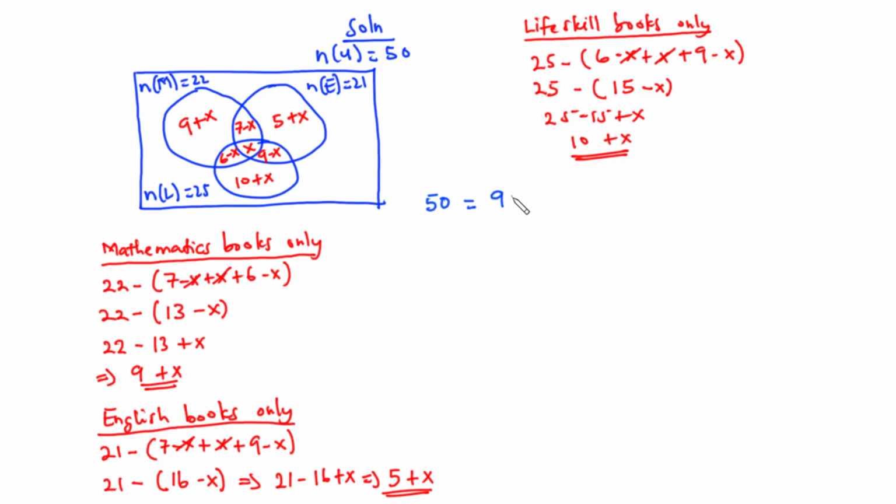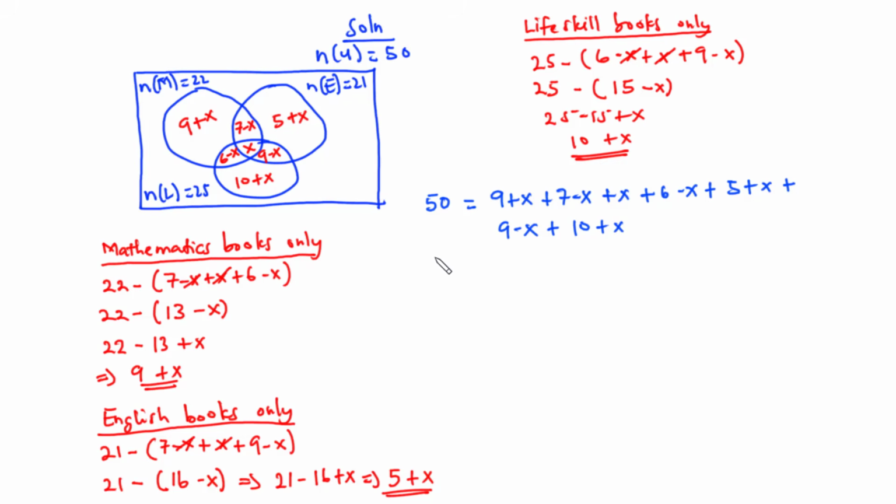We have 9 plus x plus 7 minus x plus 6 minus x plus 5 plus x plus 9 minus x plus 10 plus x. So the universal set is made up of everything inside the circle.